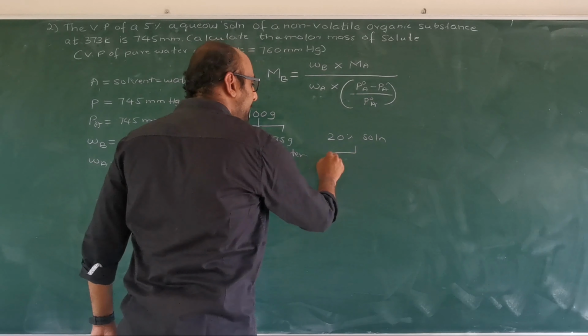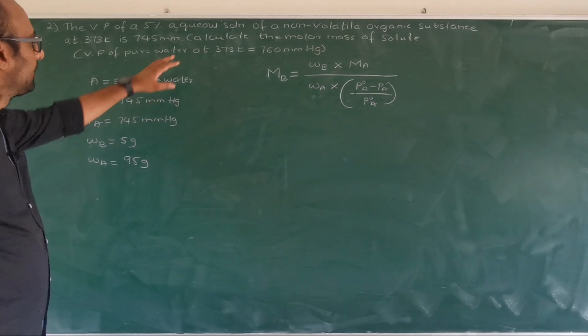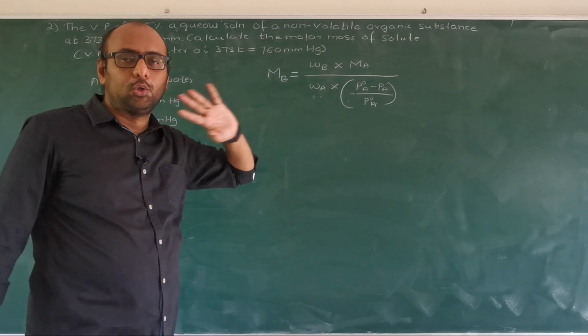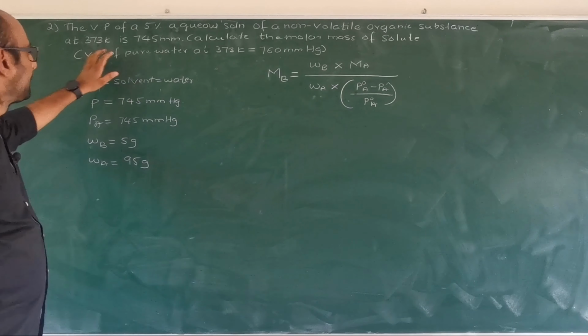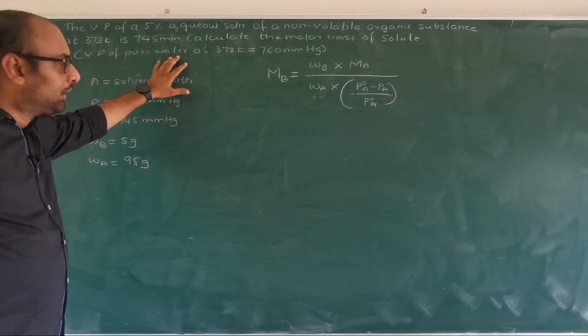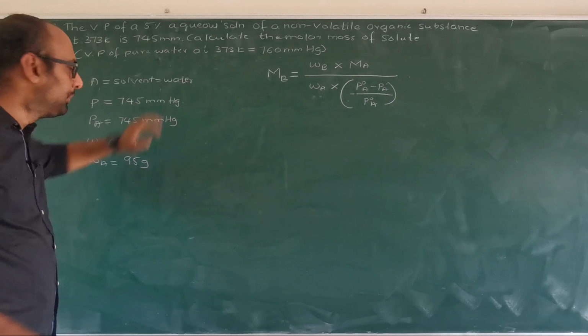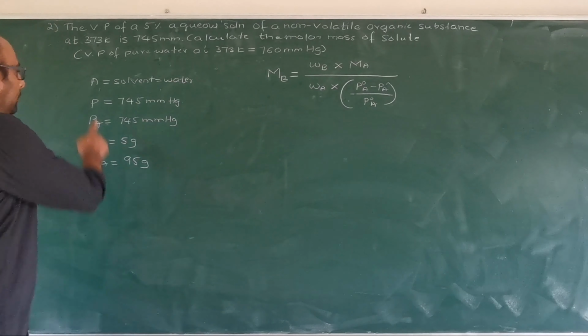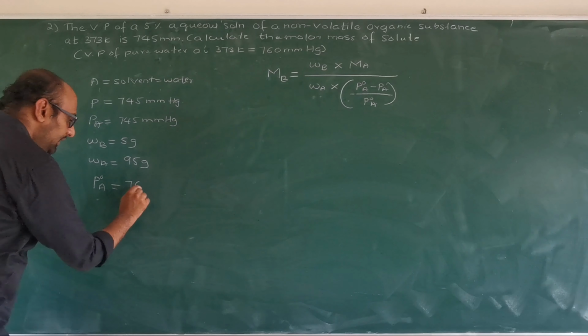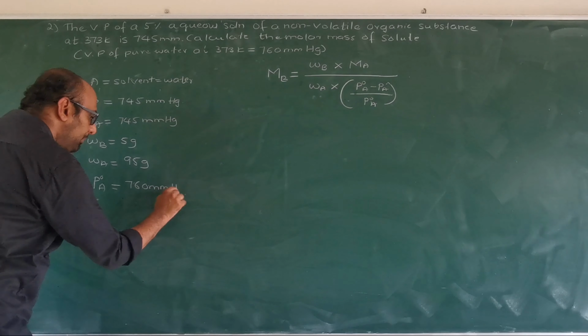Now, what else is given? The vapor pressure is done. We have to calculate the molar mass of the solute. What else is given? The vapor pressure of pure water is given. Pure water means pure solvent. So water is A, the pure solvent. So P naught A is given, that is equal to 760 mmHg.